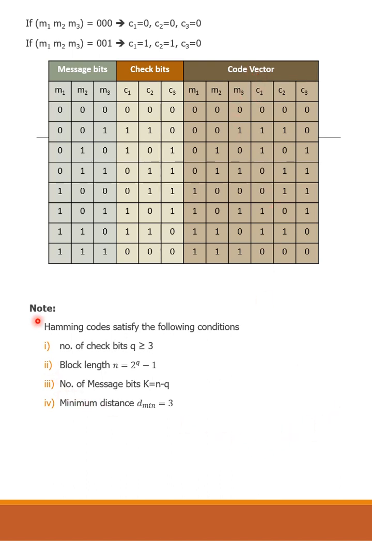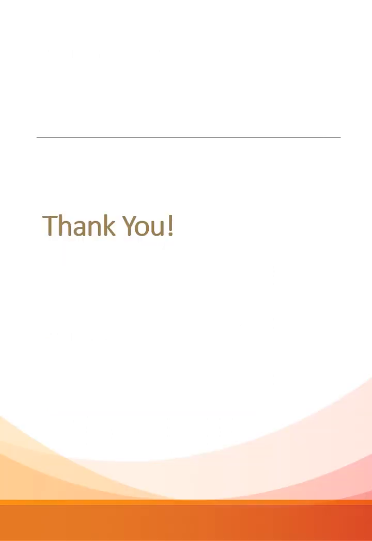One of the important parameters we have to remember is the Hamming code. How can we check whether a particular linear block code is a Hamming code? The rules are: the number of check bits Q should be greater than or equal to 3, the block length n should be 2 power Q minus 1, and the number of message bits should be n minus Q. And the minimum distance between two code words should be 3. So this is the Hamming code's definition. Thank you.